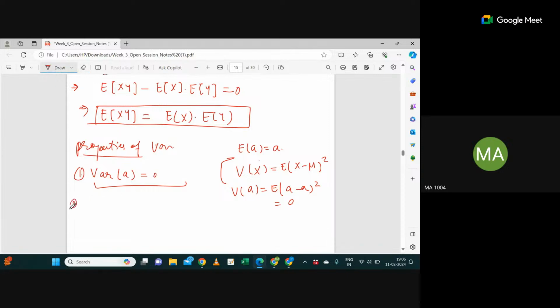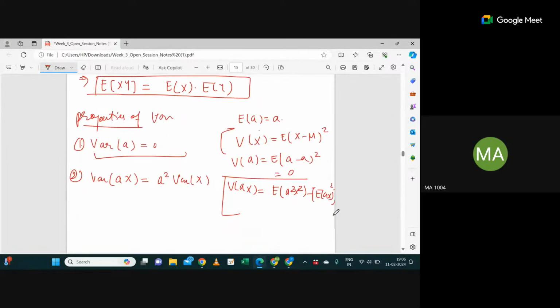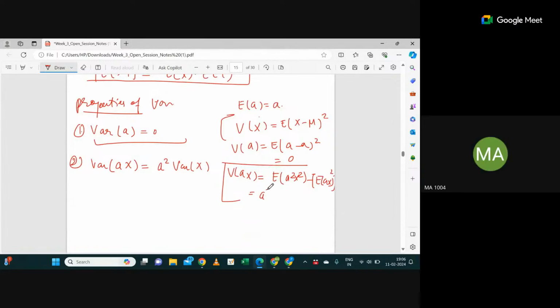Tell me variance of a times x. It will be a square variance of x. You can simply put it in the formula. Variance of ax will be expected value of a square x square minus expected value of ax whole square. From here you can take a square as common. You will get expected x square minus expectation of x whole square, which is nothing but variance of x.